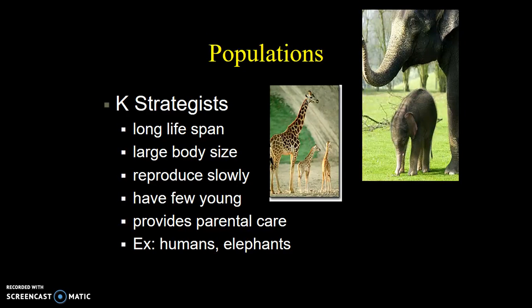So for the K strategist, it's all about quality of offspring because they're going to live a long time, so they're going to take care of their babies. They tend to be more intelligent. Examples are giraffes and humans and elephants and rhinos. Okay, so it's all about the quality of the offspring. There's very few of them, so they take very good care of them to raise them into adulthood.